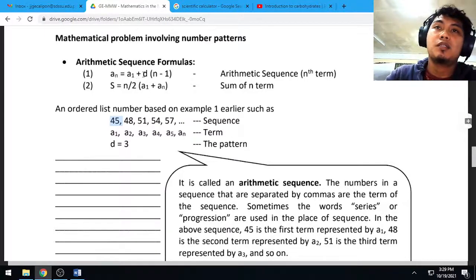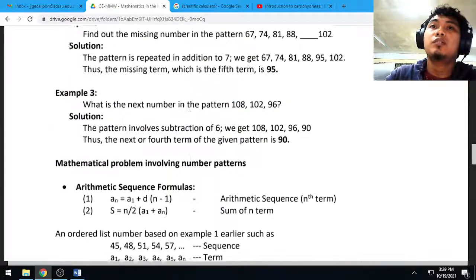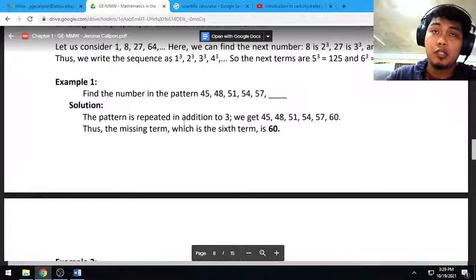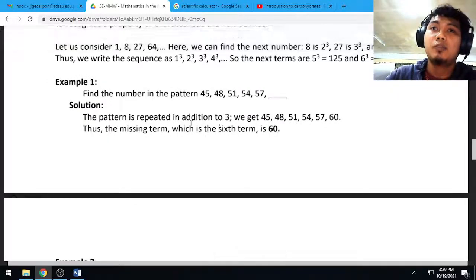Then plus D. So ano naman yung D? Yung D is just the pattern. Tulad dito sa example natin previously, may nakita tayong pattern na dinadagdagan mo ng 3.